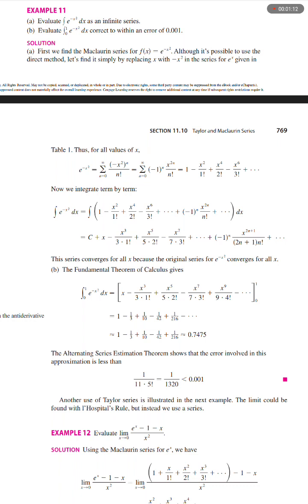equals the sum from n equals 0 to infinity of (negative 1) to the power n times x to the power 2n over n factorial, equals 1 minus x squared over 1 factorial plus x to the 4th power over 2 factorial minus x to the 6th power over 3 factorial plus ellipsis. Now we integrate term by term.